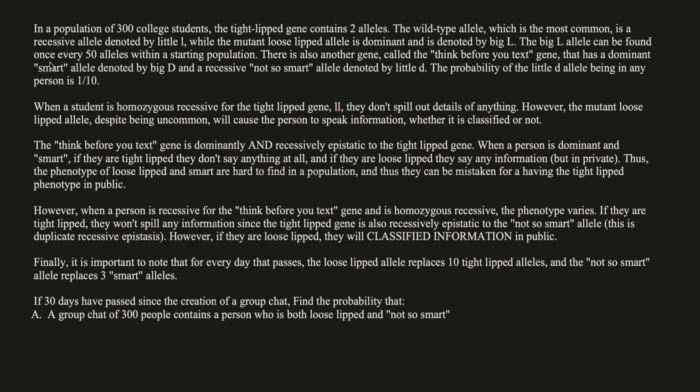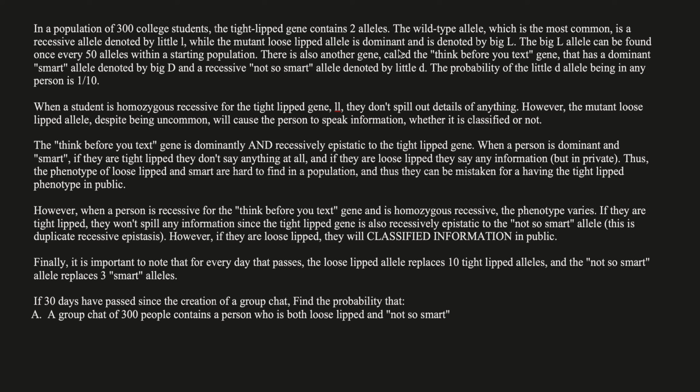It says that in a population of 300 college students, the tight-lipped gene contains 2 alleles, right? So you have a wild type allele, which is the most common. Wild type is usually what you find in nature, right? And it's a recessive allele, though. So you gotta keep sure. And why are we saying it's recessive? Because it has a mutant type, right? It has a mutant type allele that's called loose-lipped. And this loose-lipped allele is actually dominant to our wild type allele.